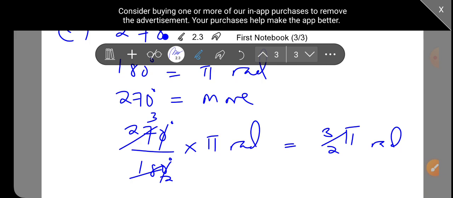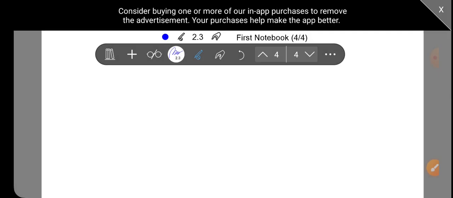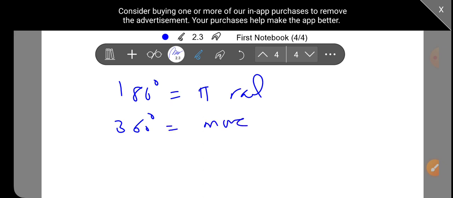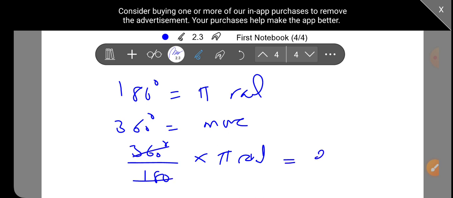What about 360? Okay, so let's try 360 degrees. Let me say 180 degrees is equal to pi rad. So we're looking for 360. It's going to be more. So we have 360 over 180 times pi rad. So this goes 2. So the answer there is 2 pi rad. So instead of writing 360 degrees, I can write 2 pi.